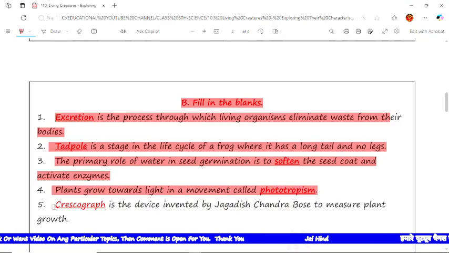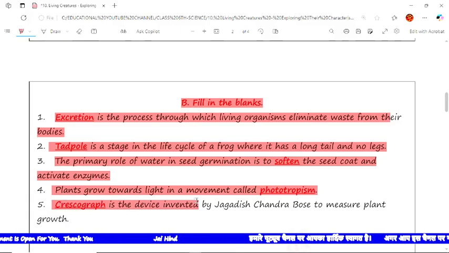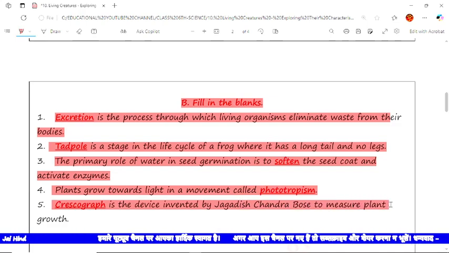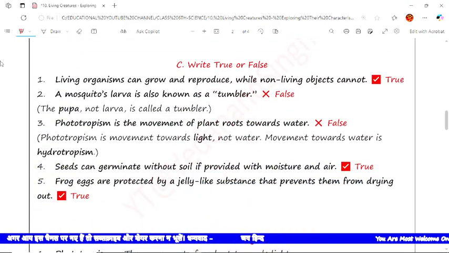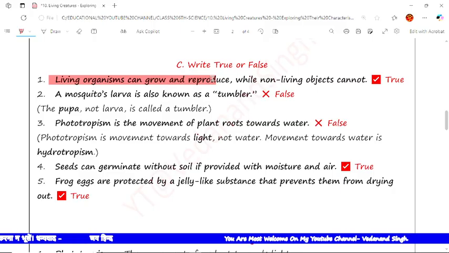Next is, crescograph is the device invented by Jagdish Chandra Bose to measure a plant's growth. The next is, true false questions are here. First is, living organisms can grow and reproduce while non-living objects cannot.